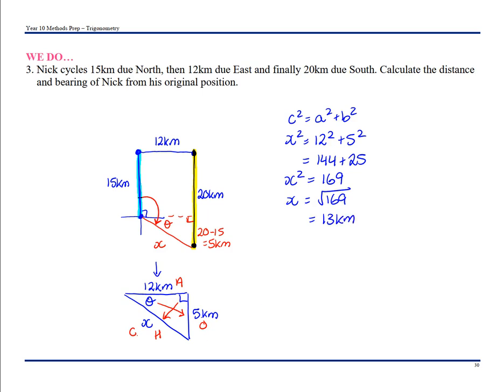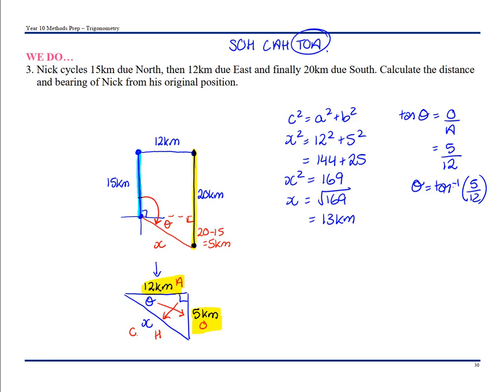For our angle, O and A, so again, thinking of SOHCAHTOA, O and A is tan. So we have tan theta is opposite over adjacent, which is 5 over 12. So theta is inverse tan of 5 over 12. Go to your calculator, inverse tan, 5 divided by 12, and that gives me approximately 22.62 degrees.